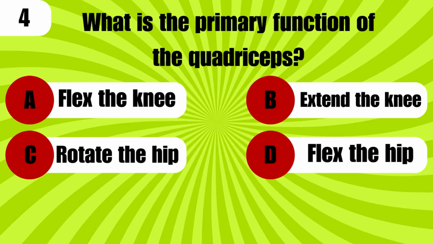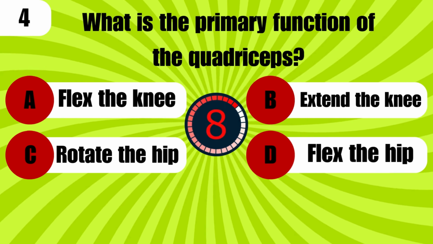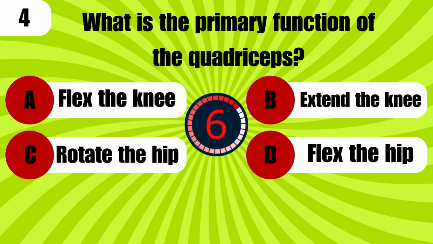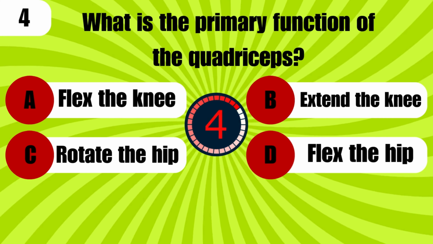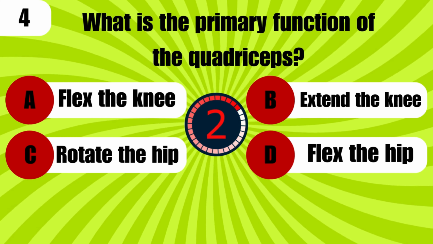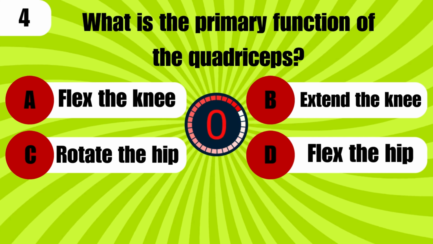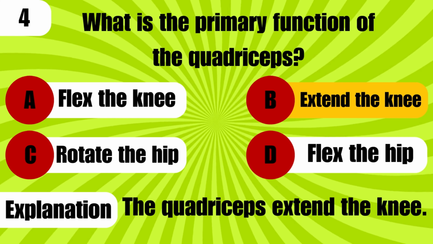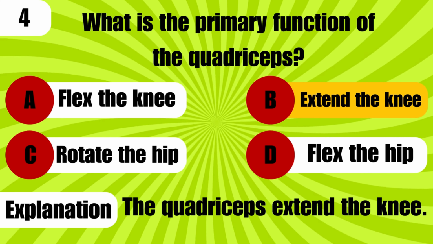What is the primary function of the quadriceps? Option A flex the knee, extend the knee, rotate the hip, flex the hip. The right answer is extend the knee. The quadriceps extend the knee.